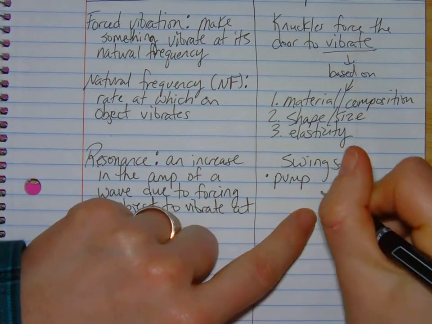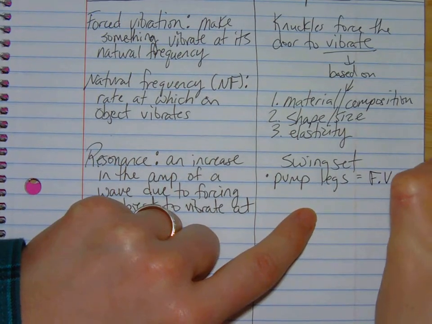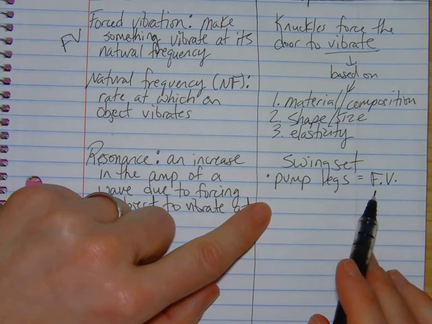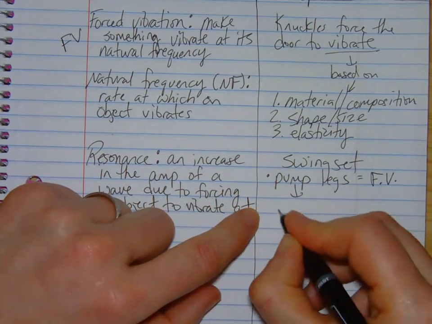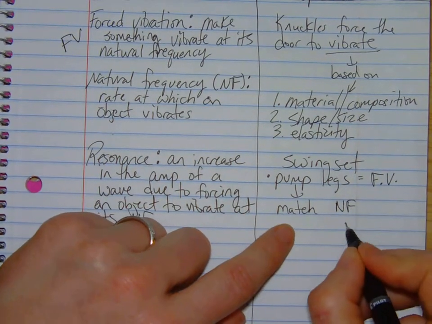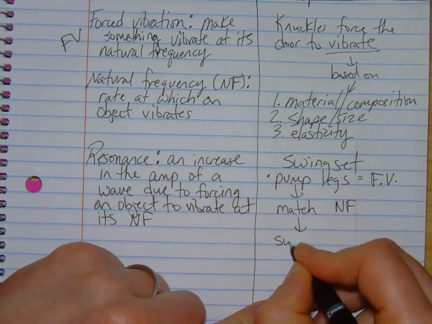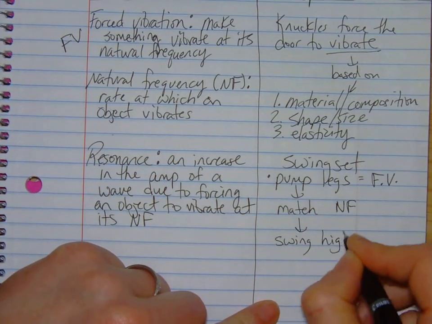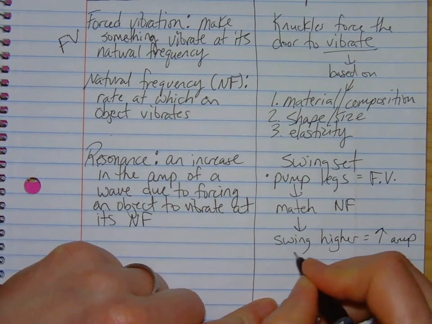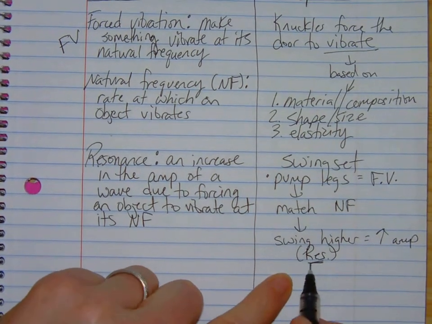But this is perfect, because if you pump your legs, that is the forced vibration. So here, let's call this FV, all right? That's the forced vibration. You are going to match the natural frequency of the swing set. As you do this, you swing higher. That swinging higher part is the increased amplitude. That right here, this is the resonance. Okay, that is the resonance.